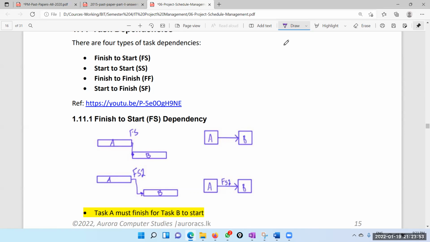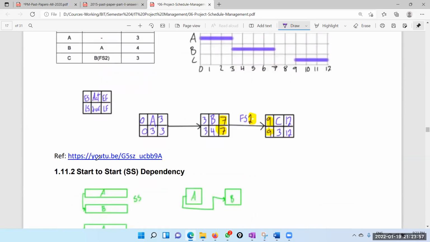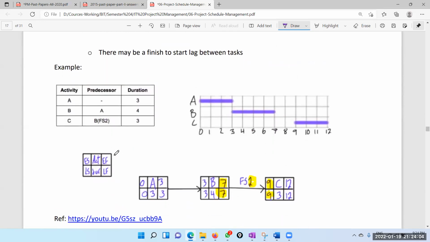Okay, right. So let's take an example. For each and every example I have given a video so that you can go through the video also. Okay, right. So this is the question.